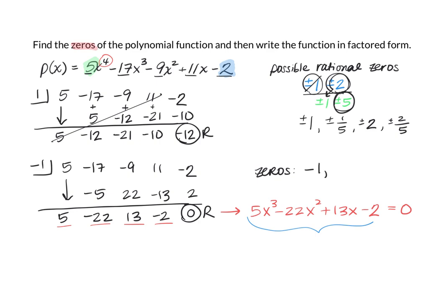But sadly, this one does not factor by grouping, so we have to go back to our list here of the possible rational zeros, and we're going to grab another value off this list and test it out. Now, if you were completing this problem entirely without your calculator, you would need to do your synthetic division again until you found another 0.